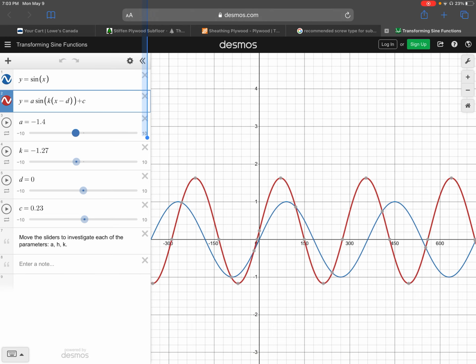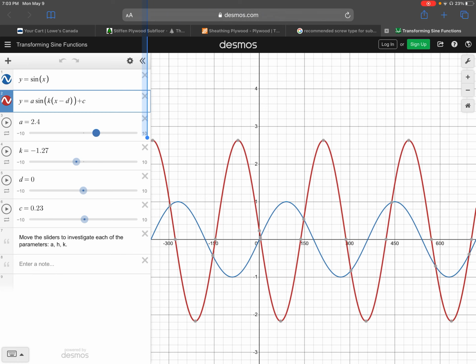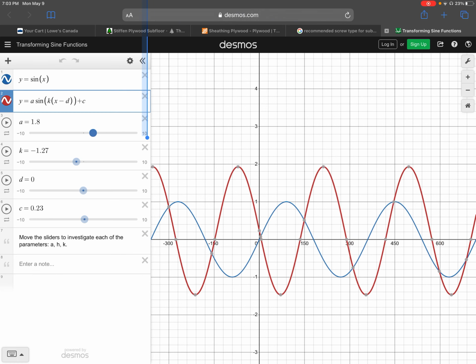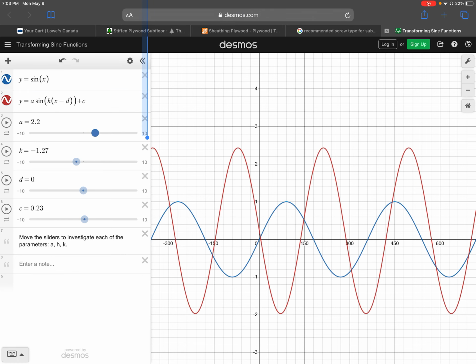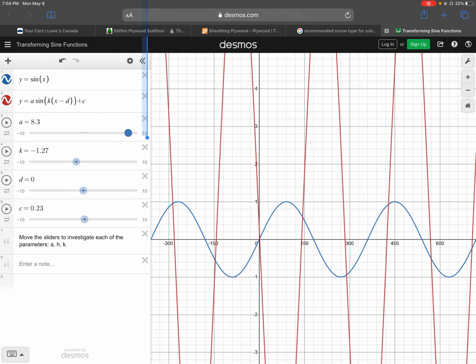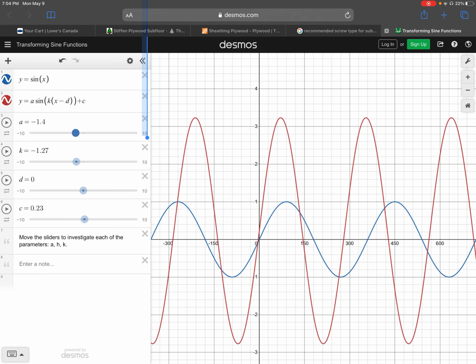Okay, so if you notice, it actually changes the amplitude of the sine function. Okay, remember amplitude is the distance. It's half the distance from max to min. So we're increasing that distance as we increase the y value or decrease it.